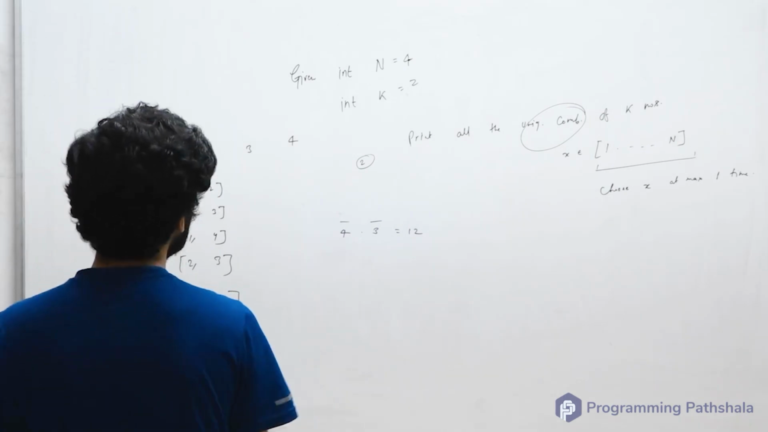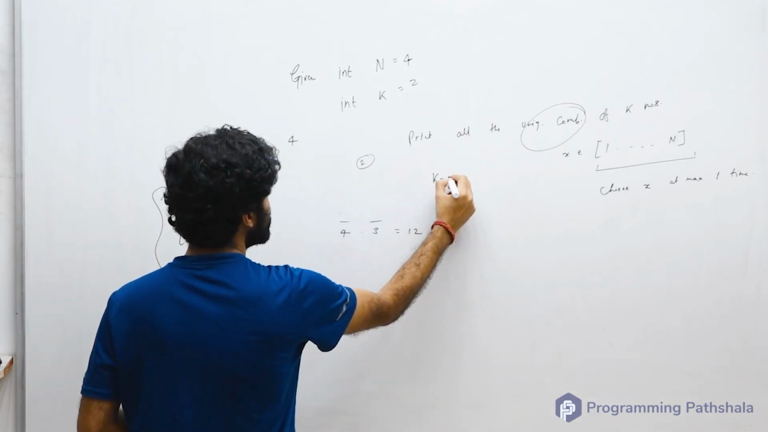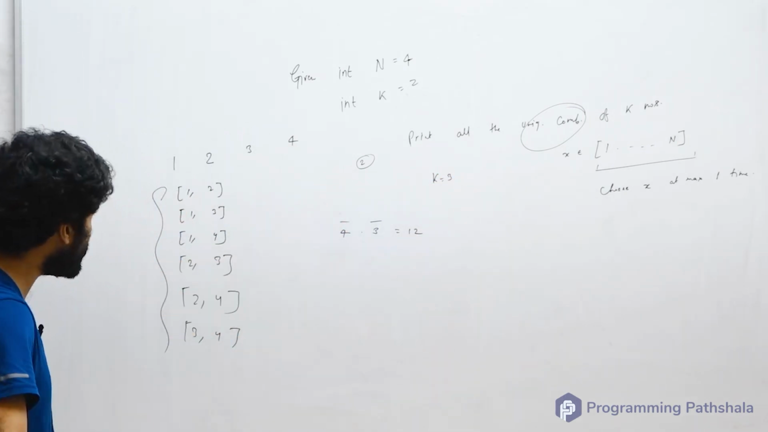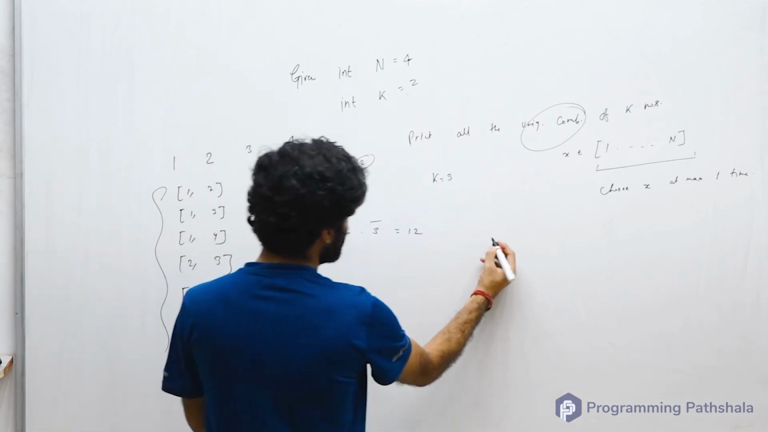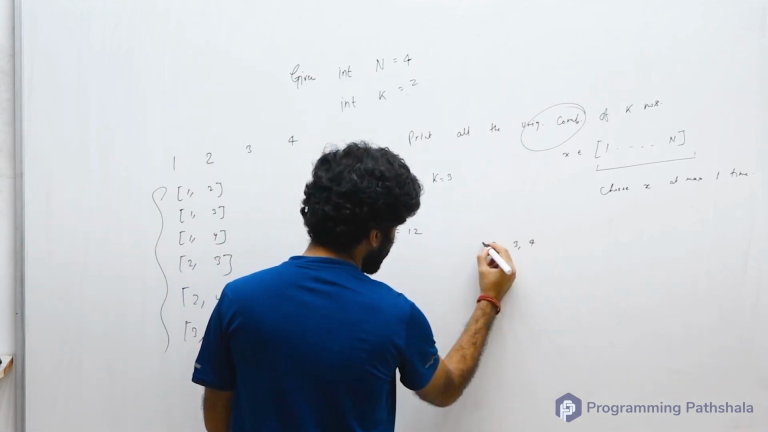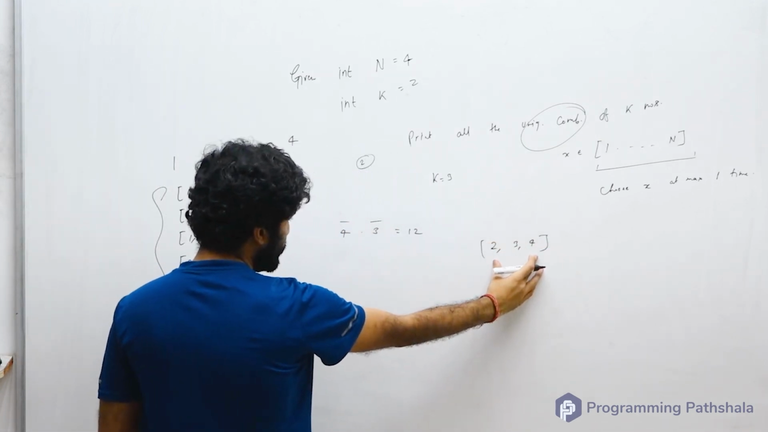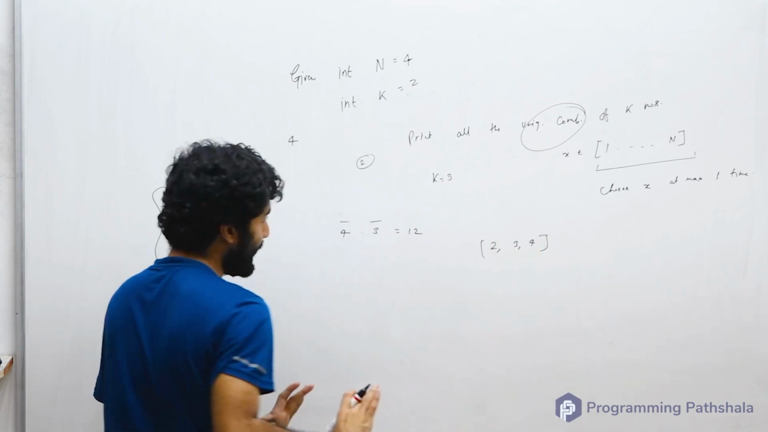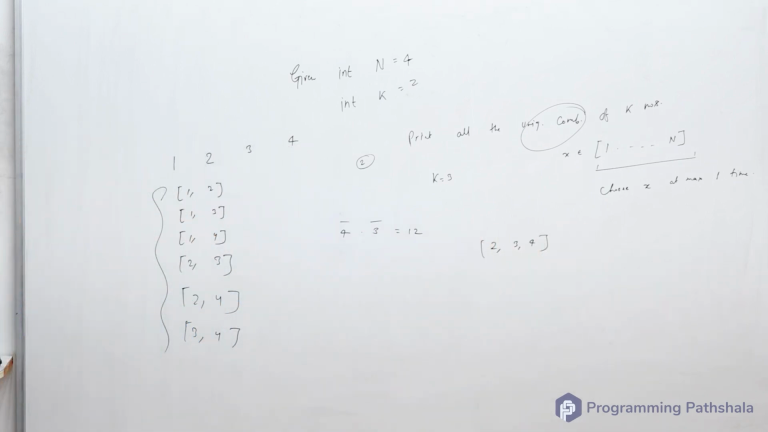So these are the 6 combinations. Now had the input been k equals to 3, again you would have got many combinations. I can write any one. So let's say 2, 3, 4 can be one of them. If you're having 2, 3, 4, please don't have 3, 4, 2 again. Something like that.